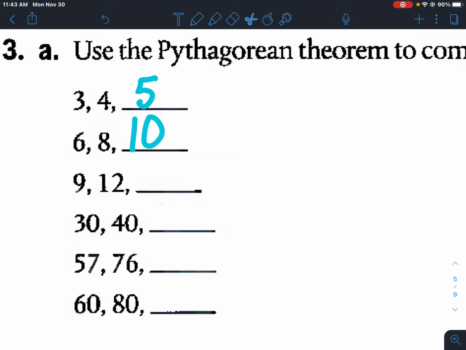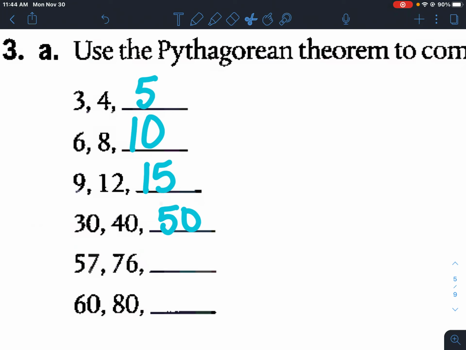And then you've got 9 squared plus 12 squared equals c squared. If you solve, you get 15. Some of these are a reduction or an inflation of another one. So 30, 40, well, I had 3, 4, 5. So 30, 40, the next one is going to be 50.